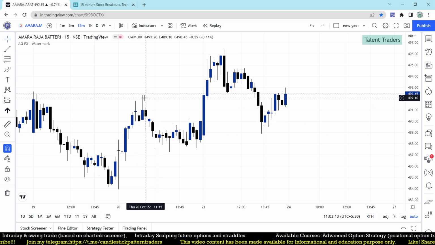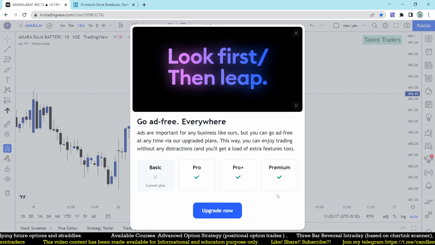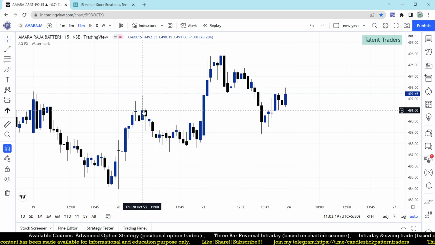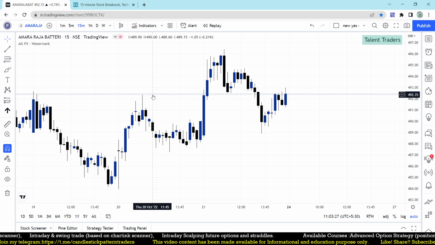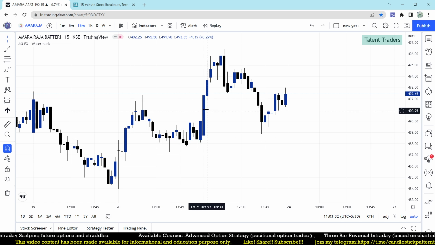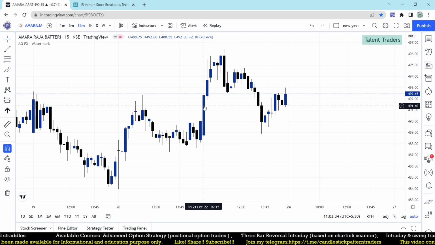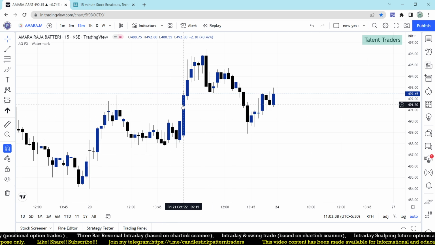This is the maximum high for the day. Before these 20 candles, the highest level for the day is 492.35, and it closed around 492.30, nearby the high. So we are calculating the previous 20 bars, and the stock closes above the previous 20 bars' high. That will be the breakout level.